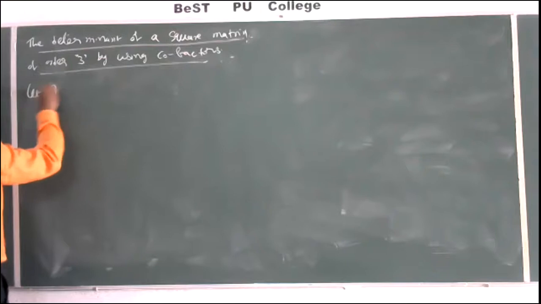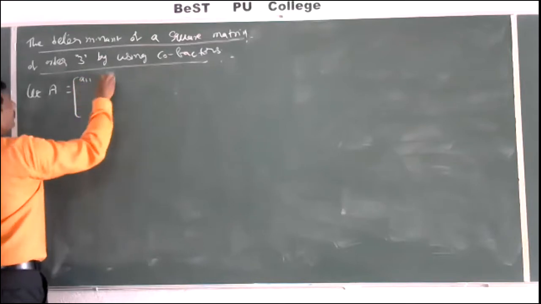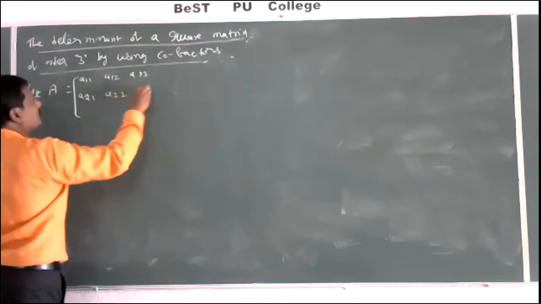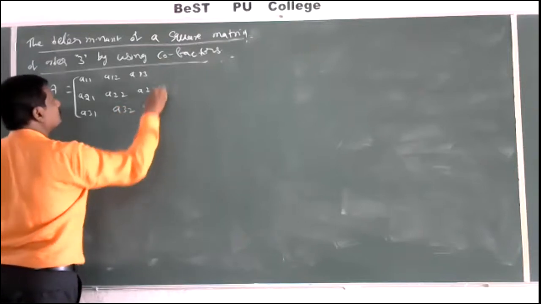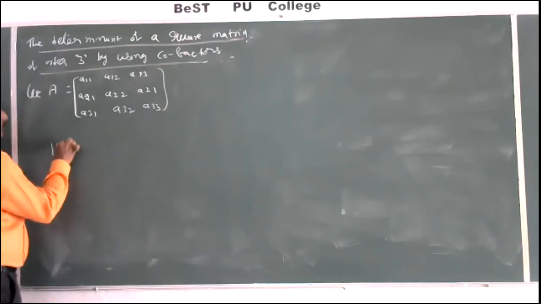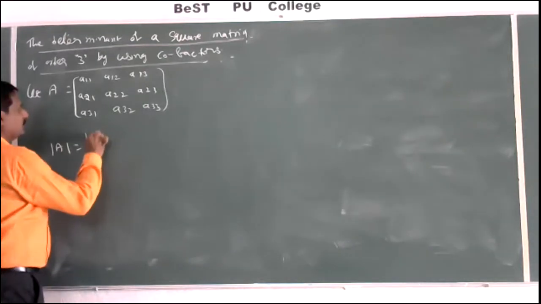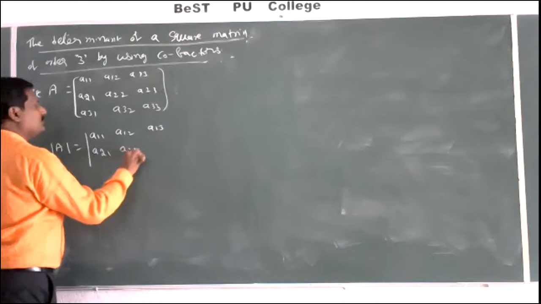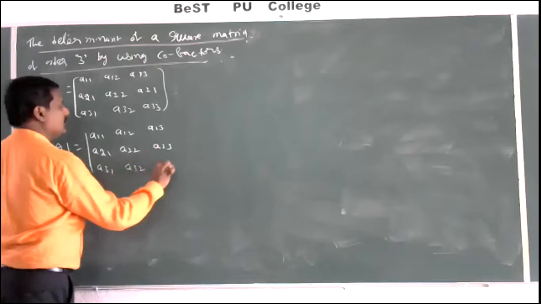Let A equal to A11, A12, A13, A21, A22, A23, A31, A32, A33. Here you have to find the determinant of this 3 by 3 matrix by using cofactors. Determinant of A11, A12, A13, A21, A22, A23, A31, A32, A33.